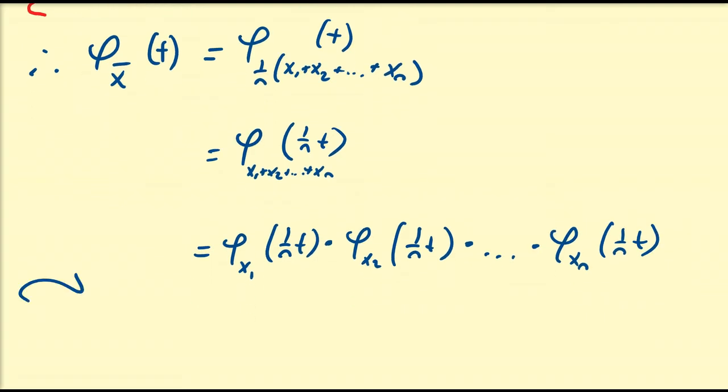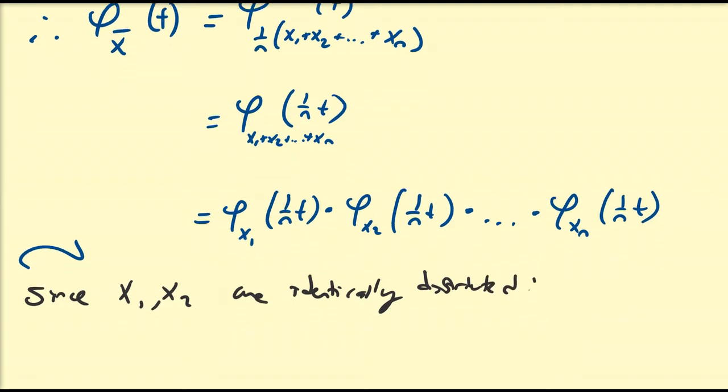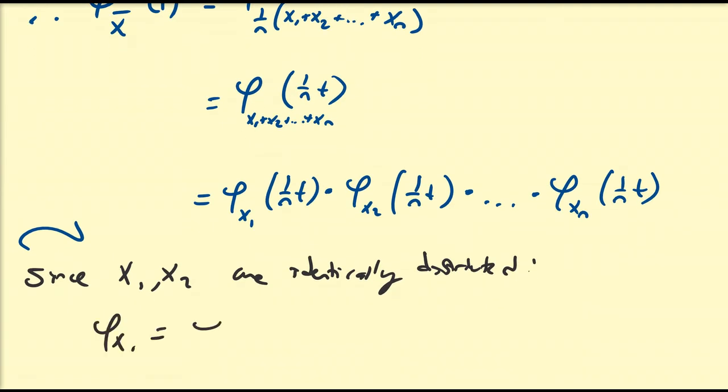All right, so now we make a couple observations about our random variables. The first: since x1 and x2 are identically distributed, we know that phi x1 is equal to phi x2, is equal to all the way out to phi xn. So we're going to define each of these as just phi, or you can call it whatever you want. I'm just going to call it phi x.